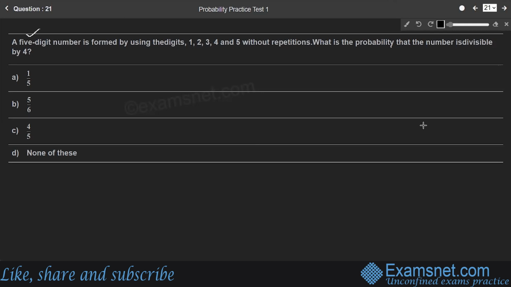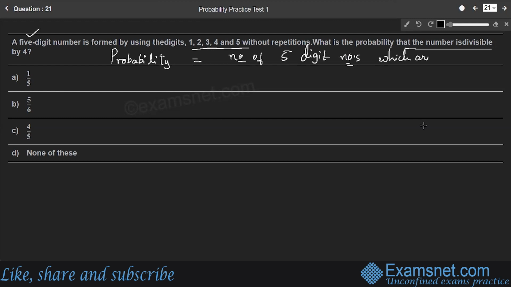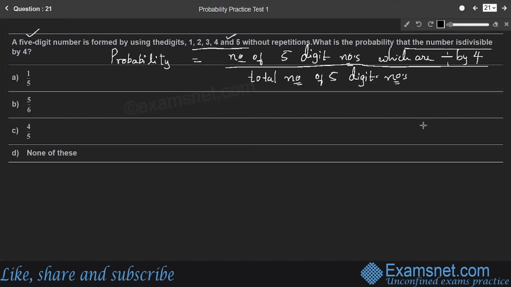Question number 21. A 5-digit number is formed by using the digits 1, 2, 3, 4 and 5 without repetitions. What is the probability that the number is divisible by 4? Here, the required probability that the number is divisible by 4 is equal to the number of 5-digit numbers which are divisible by 4, which is the favorable outcome, divided by the total number of 5-digit numbers. It is understood that these are the 5-digit numbers which can be formed out of the given 5 digits, 1, 2, 3, 4, 5, right?